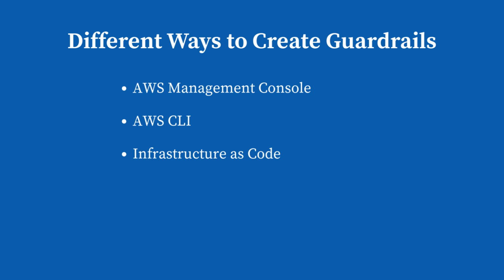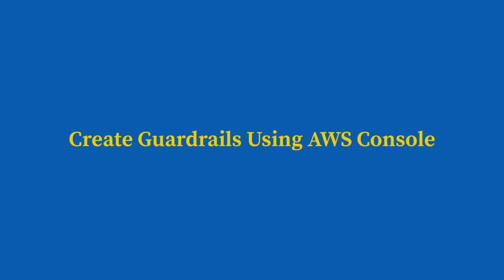There are three main ways to create and manage guardrails in AWS Bedrock. First is the AWS Management Console, which is the most common. Second is the AWS CLI. By running commands in the AWS CLI, we can create and update the guardrails. Also, we can delete them. And third is infrastructure as code. So through CloudFormation, CDK, Terraform, or Python code, we can create these guardrails in AWS Bedrock. In this video, we will create a guardrail using the AWS Management Console.